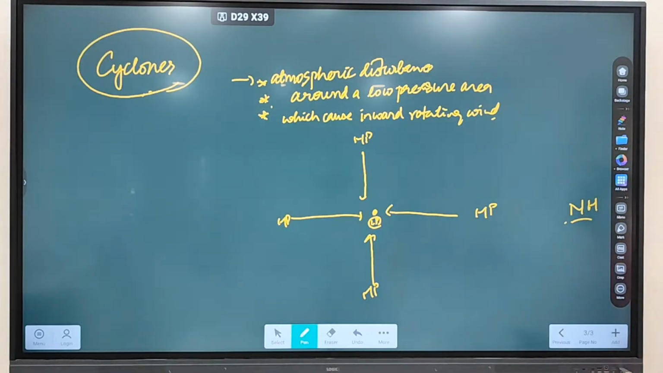Now when wind moves from high pressure to low pressure, which force is responsible for the movement of wind from high pressure to low pressure? What are the forces affecting the flow of wind? Temperature, any other thing? Temperature is not a force. What are the forces affecting the flow of wind?